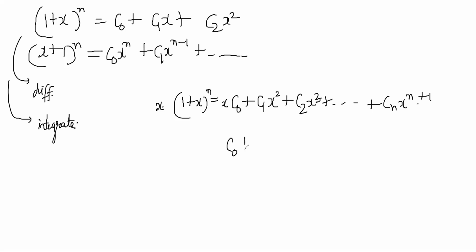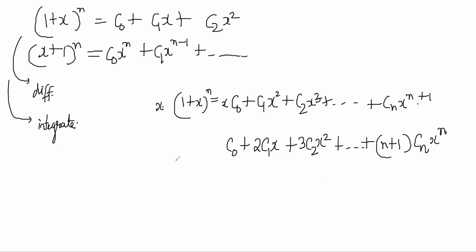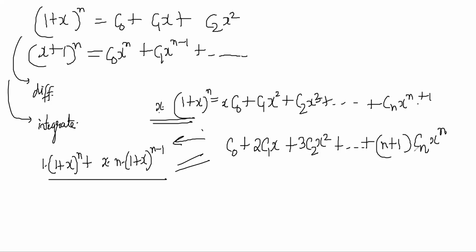What is coming? x c0 plus 2c1 x plus 3c2 x square plus so on till n plus 1 cn x power n, right? And this side is coming what? Differentiation of this is by UV rule, right? First differentiate x, that is 1 into 1 plus x to the power n, plus x into n into 1 plus x to the power n minus 1, right? So this is equal to this. Now put 1, so you'll get the value of this series, right?